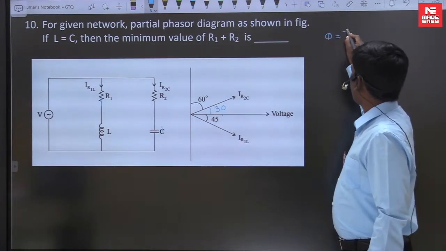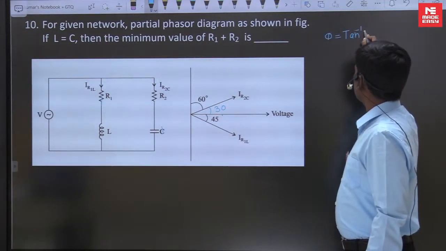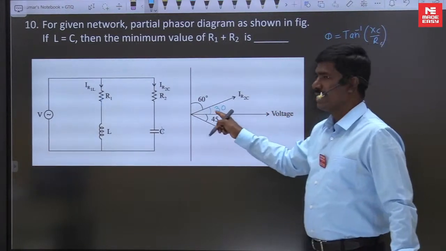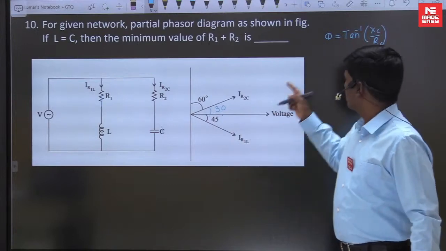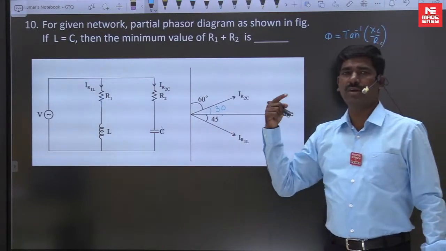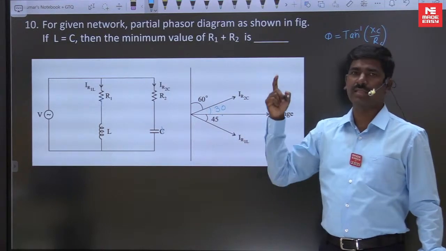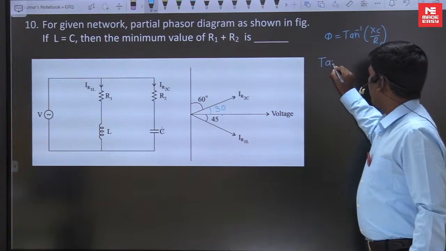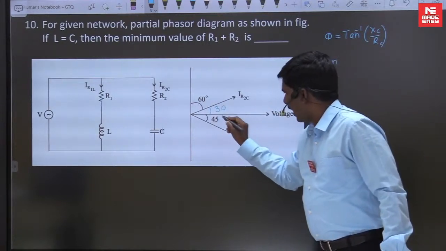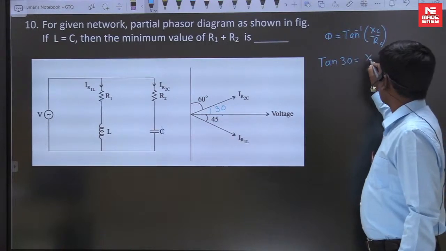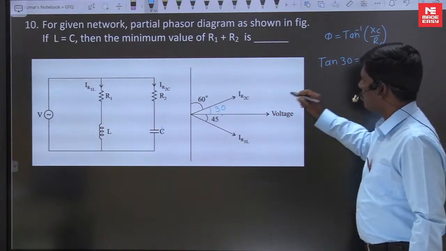For the RC circuit, phi is equal to tan inverse of XC by R, or not? I'm not writing a minus, because the leading is already there. If phi is minus, Z has a minus angle, and I is equal to V by Z, so phi goes to the numerator and becomes plus. So tan phi is XC by R. Here, tan 30 is equal to XC by R2. This is R2, or not?